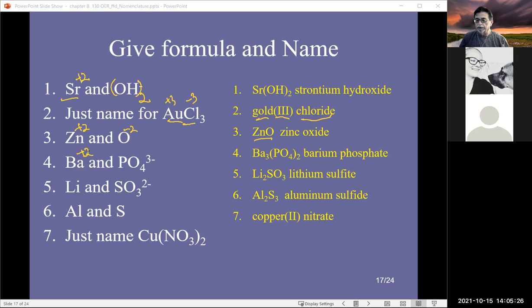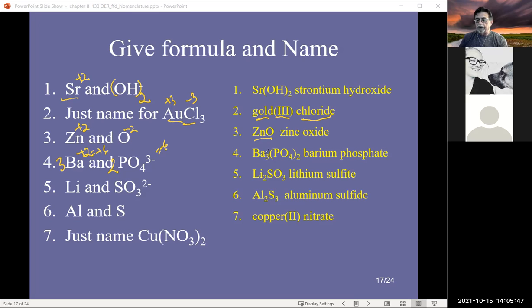We need to find a common number, right? So we need here a common number 6. So we need 3 bariums to give me a total of +6. And we need 2 phosphates to give me a total of -6, okay? So that 2 and that 3 become the subscripts.